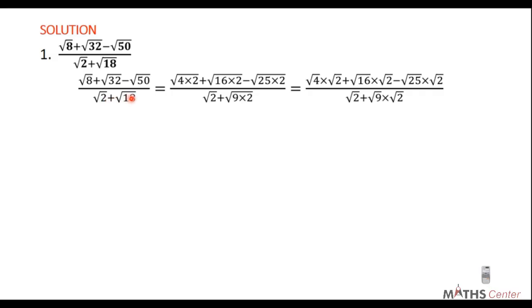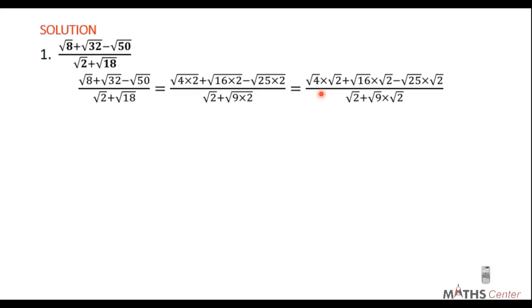Then we go on to 18. In reducing 18, you are going to have 9 times 2. So this will give us square root of 4 times square root of 2 plus square root of 16 times square root of 2 minus square root of 25 times square root of 2 divided by square root of 2 plus square root of 9 times square root of 2.